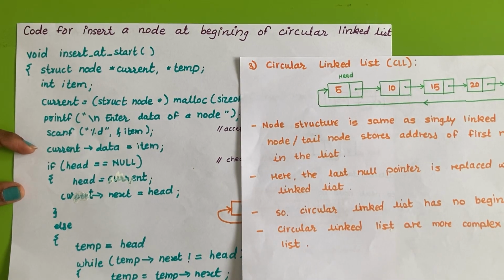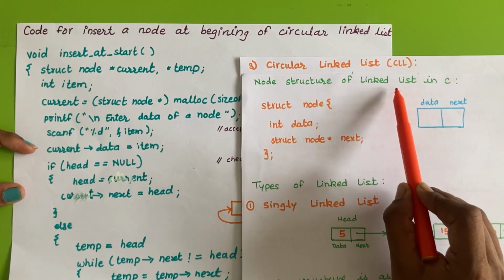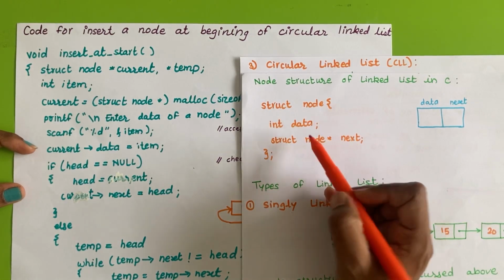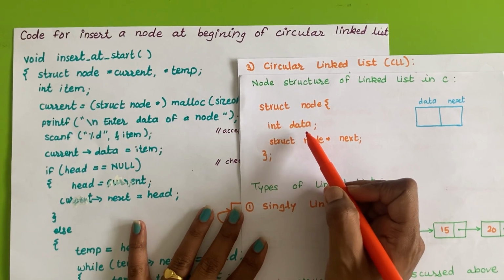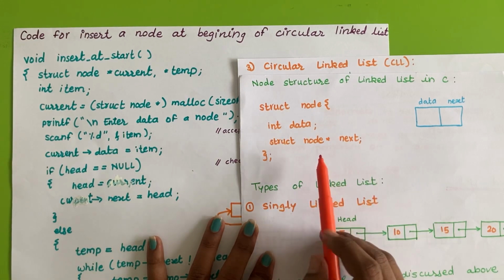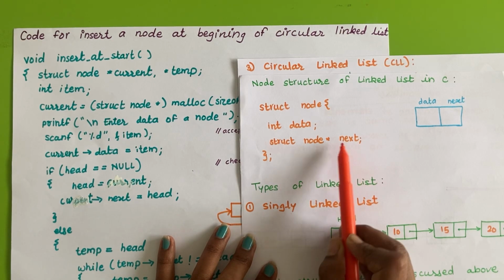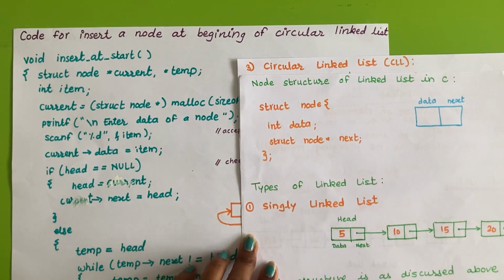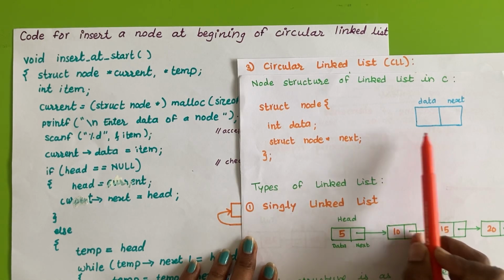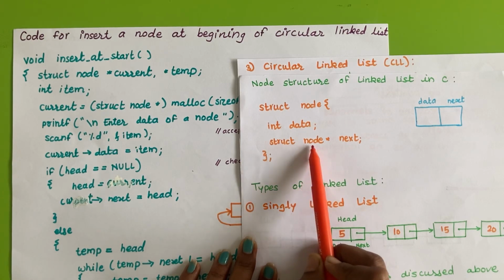Okay. Now we will see the node structure of the circular linked list. The node structure for a circular linked list is the same as the node structure of a singly linked list. It contains two parts. One part is the data part, where we are storing an integer value, that's why the data type of the data field is integer. Another part is the pointer field named next, and it is of type struct node star because it stores the address of the next node, and the type of the next node is struct node. That's why its data type will be struct node star.